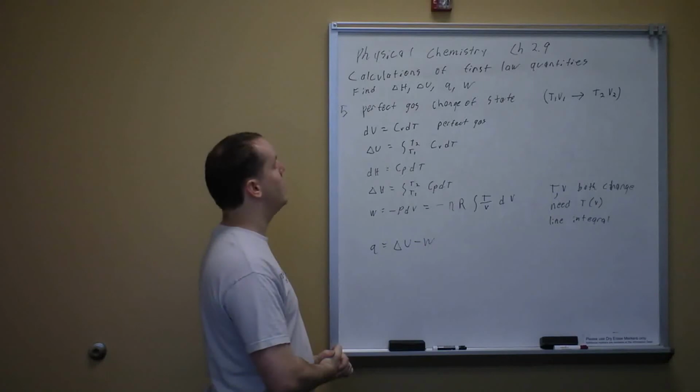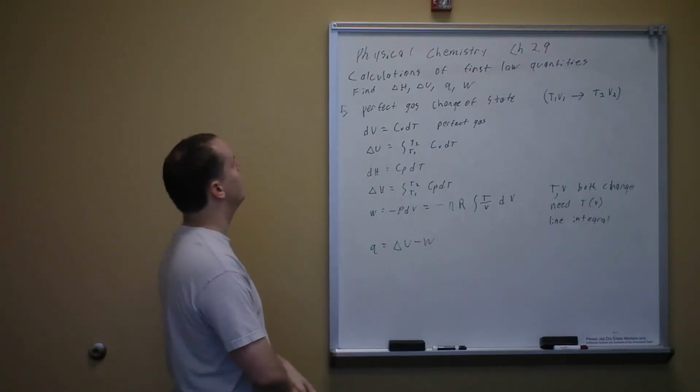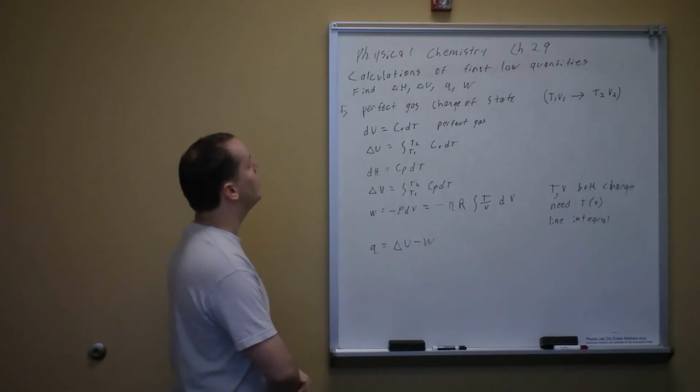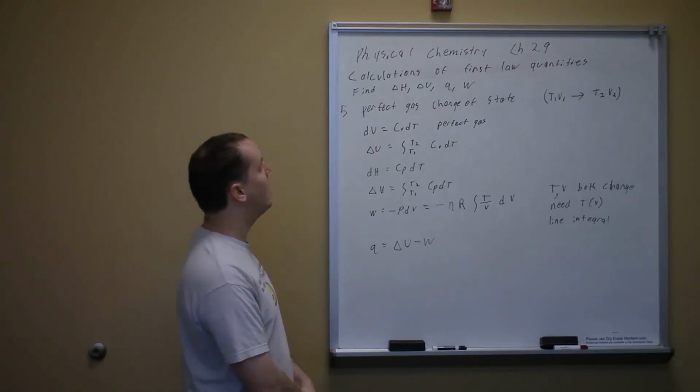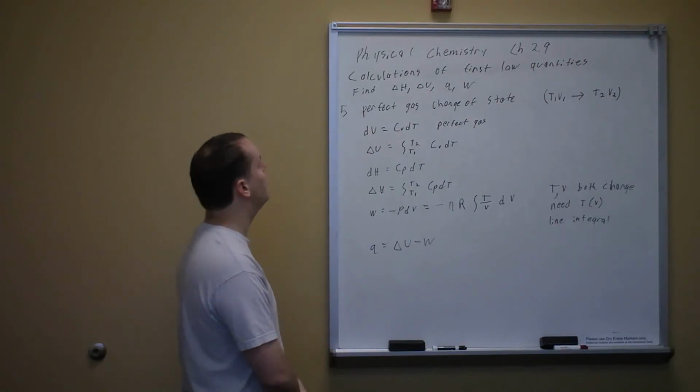Continuing on physical chemistry, chapter 2.9, we're calculating first law quantities for various processes. Now we're going to talk about a change of state in a perfect gas. So we're going from temperature 1 and volume 1 to temperature 2 and volume 2.